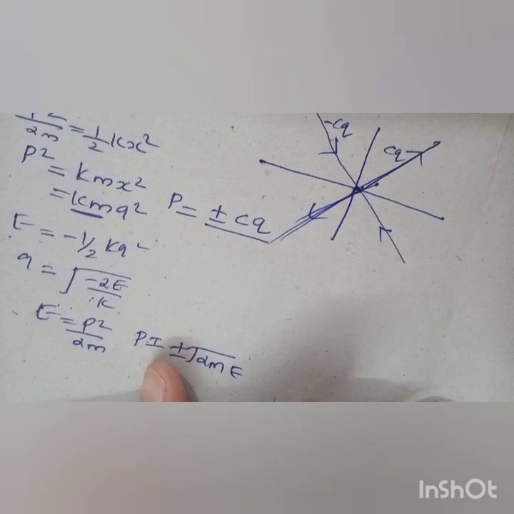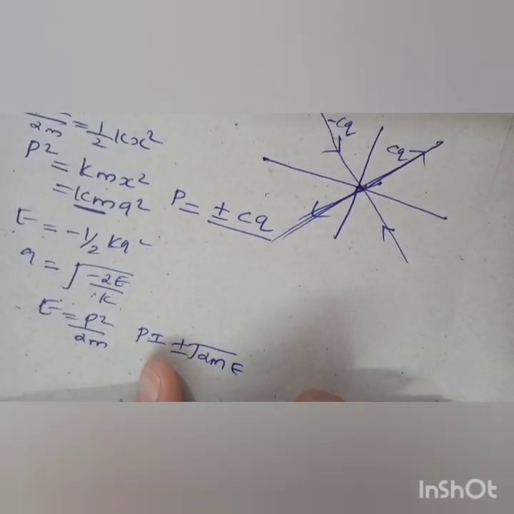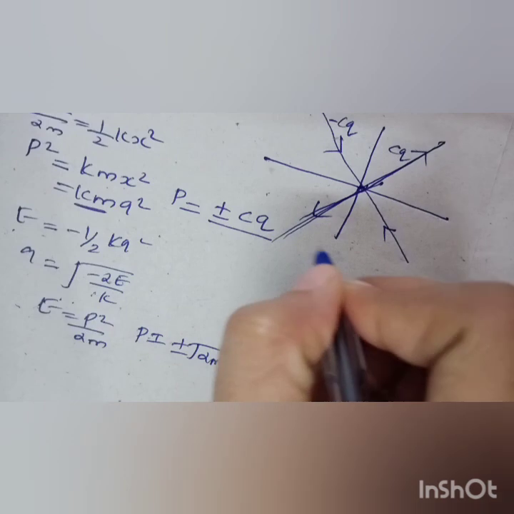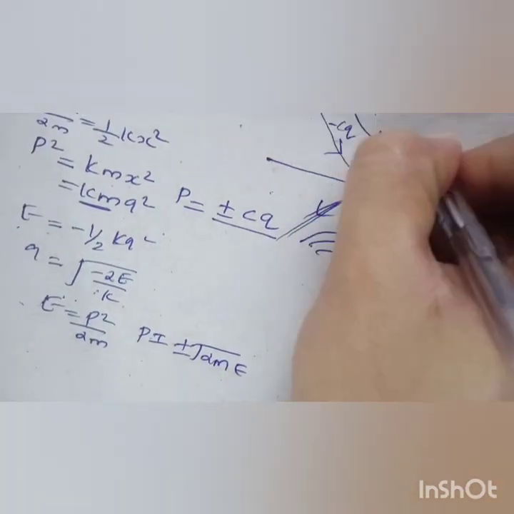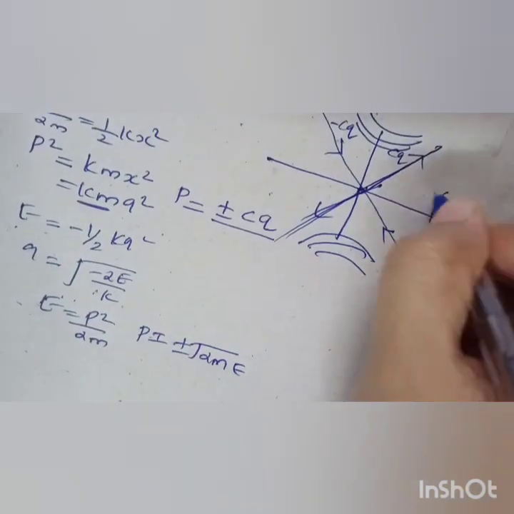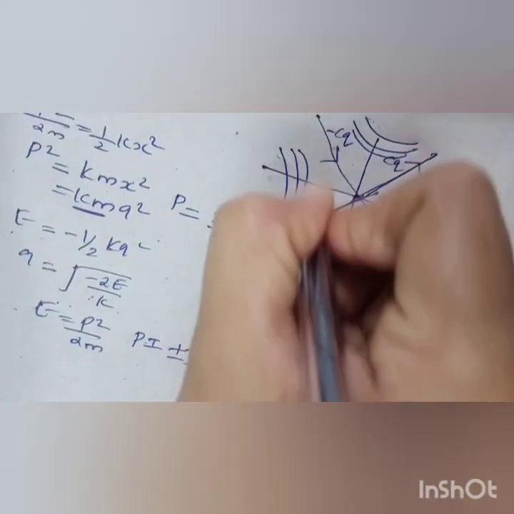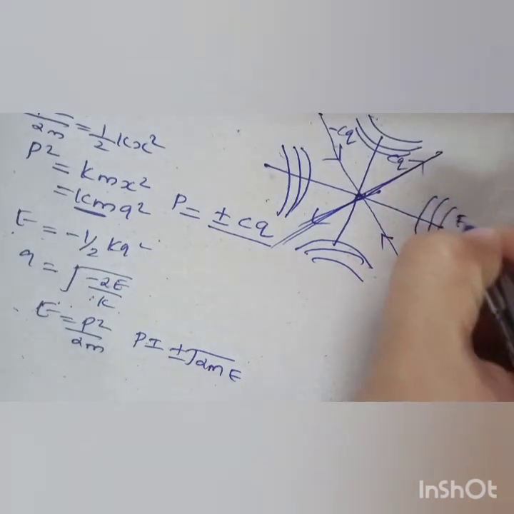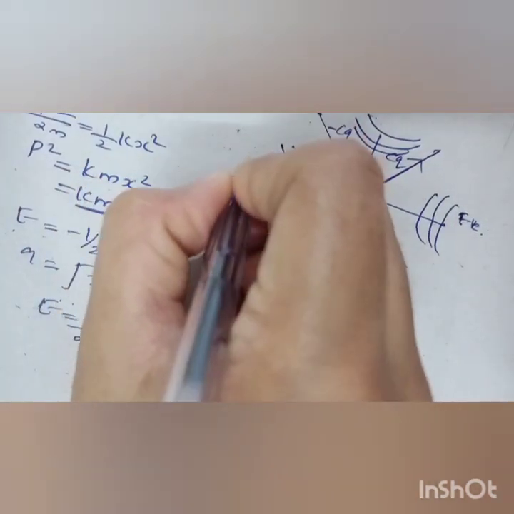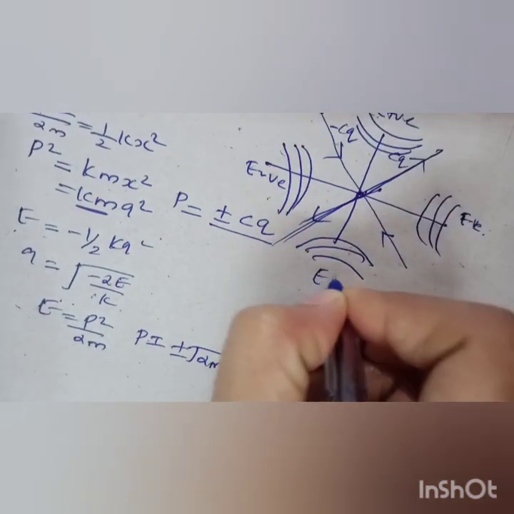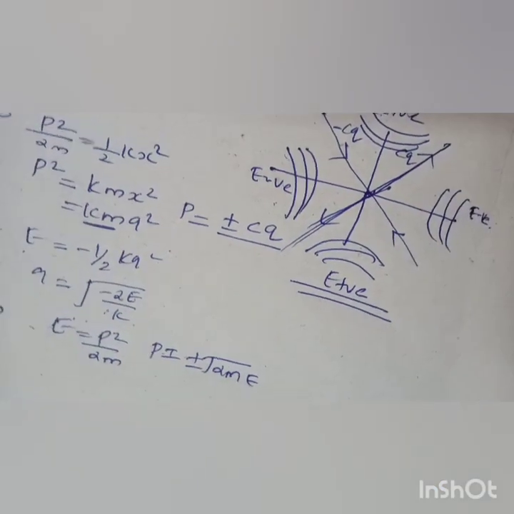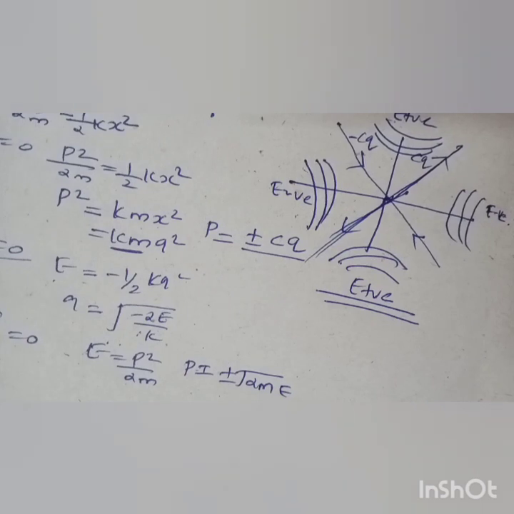So for positive energy, you got the phase space diagram like this. This is the energy negative case, and this is the energy positive case. So this is the phase space of the particle with energy p square by 2m minus half kx square.